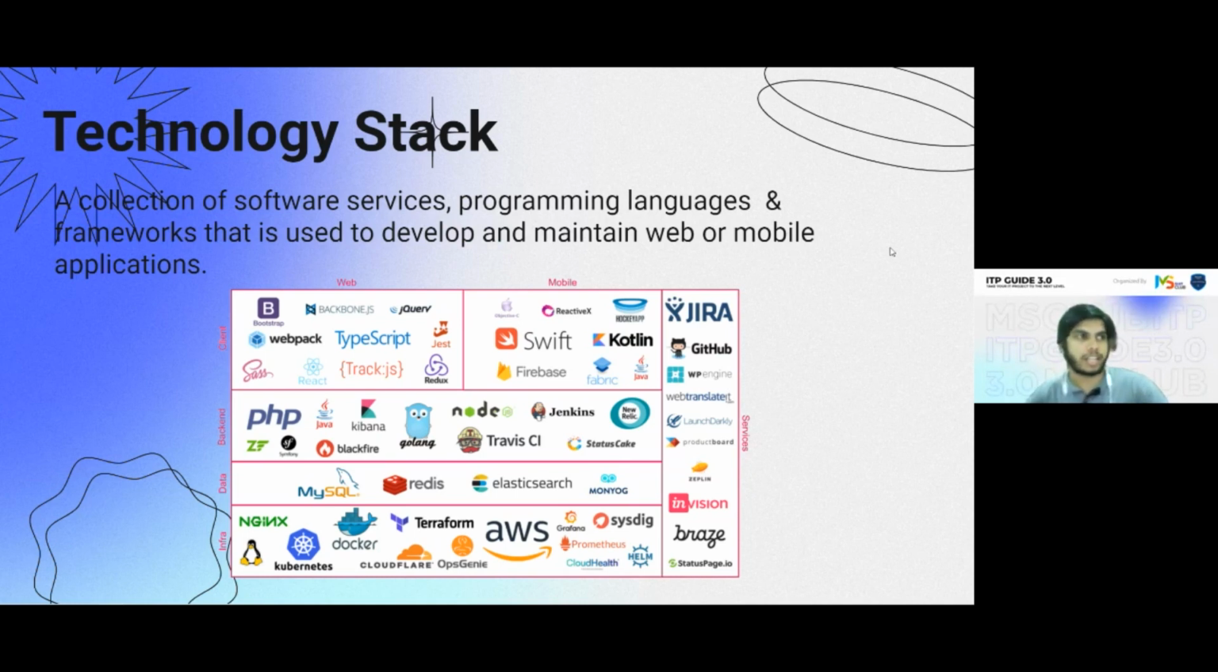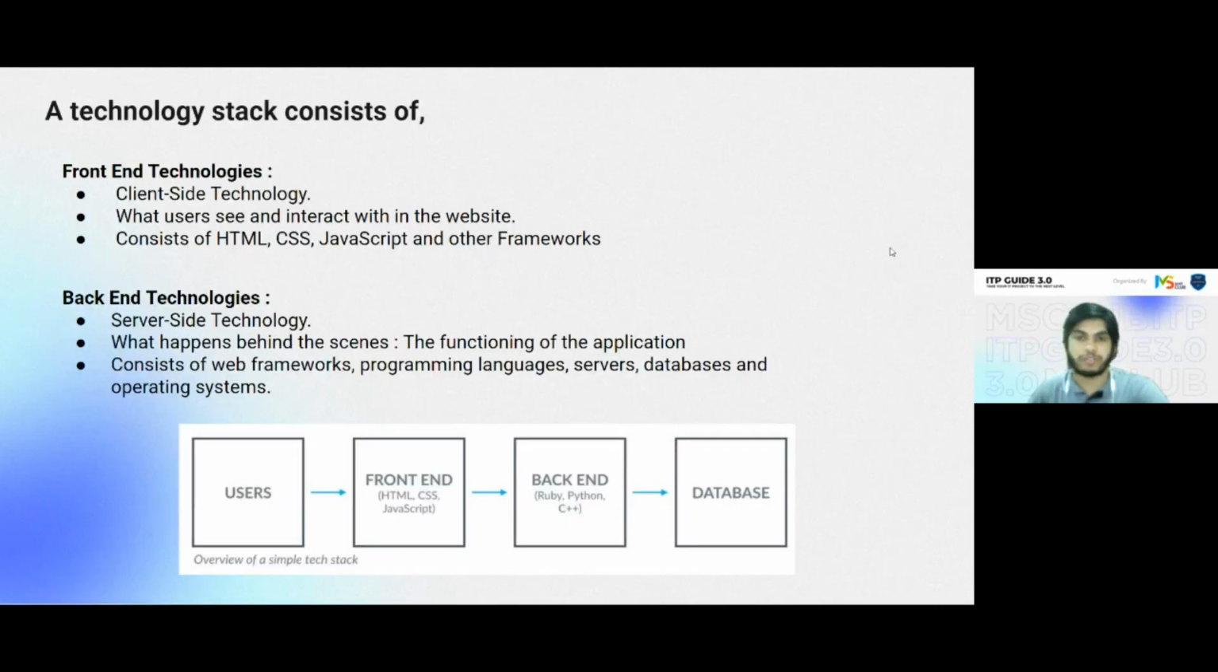A technology stack basically consists of two types of technologies: firstly, front-end technologies, and then backend technologies. I'm pretty sure that with Shivani's session, you understood what front end and backend mean. Front-end technology is also called client-side technology. And as Shivani mentioned, the front end is basically what users see and interact with in a website or web application. For example, if you go to a website, the things you see and interact with, buttons and all that, that is what you call the front end.